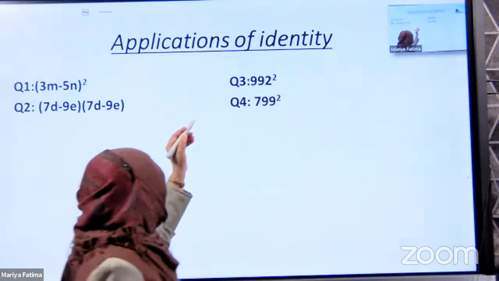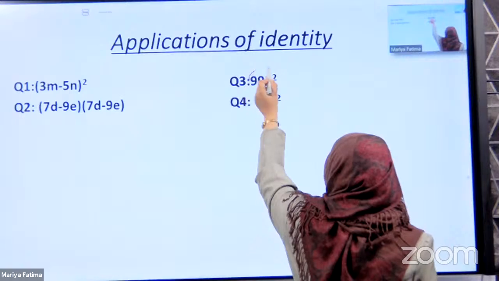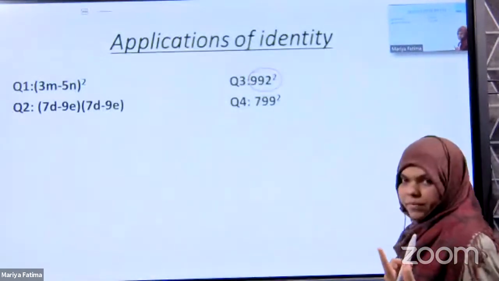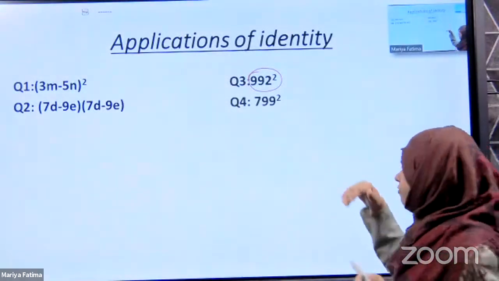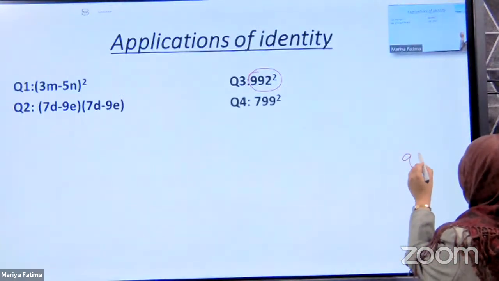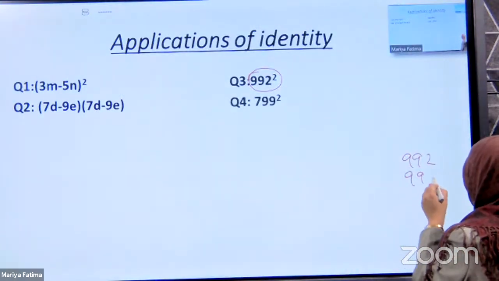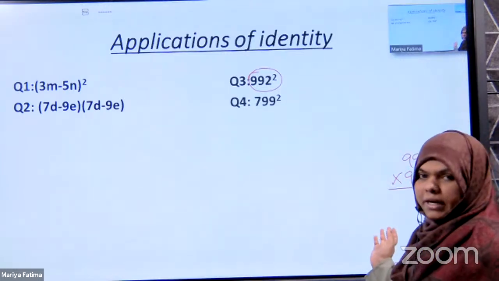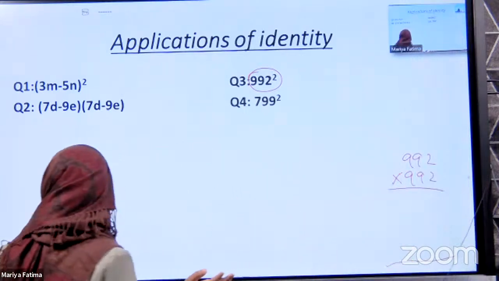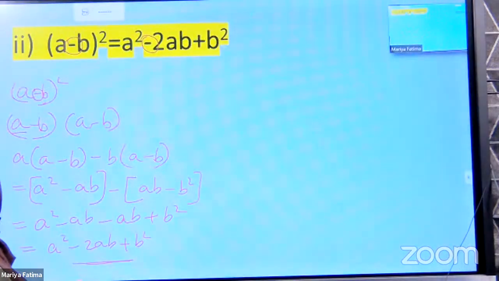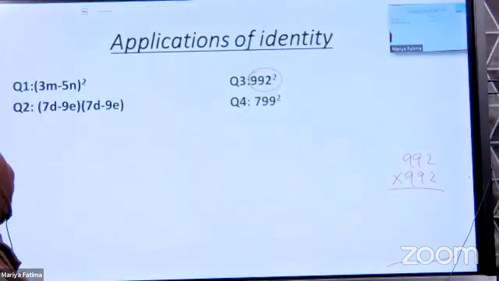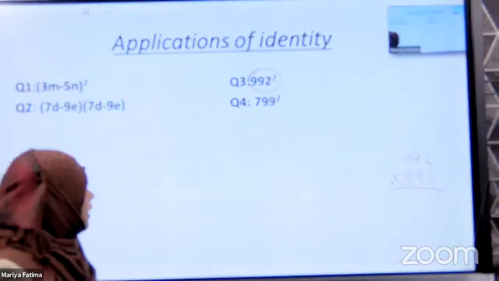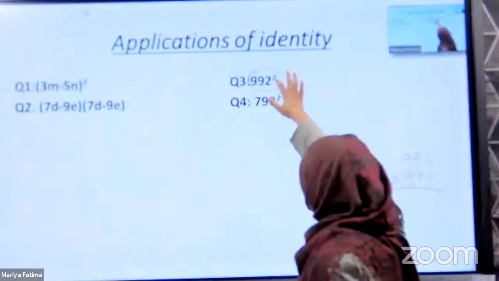Okay. Now here we have to find out 992 square. So it is very complicated. If we want to find out 992 square, we have to multiply 992 into 992. So you have to do that much long process, then only you'll get the answer. So no need to go to that method. Directly you can use the identity.